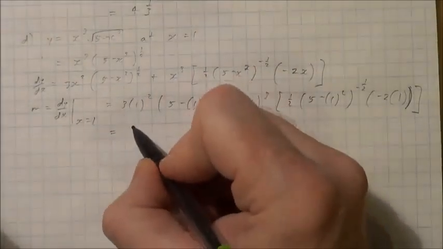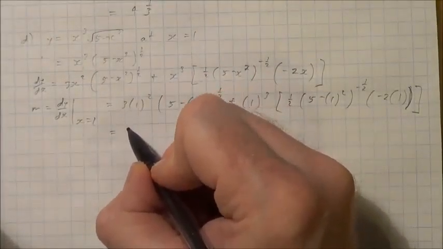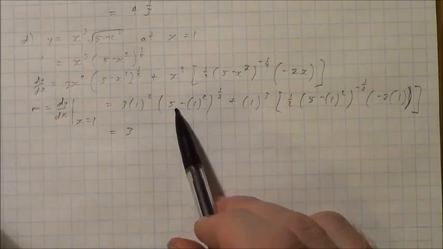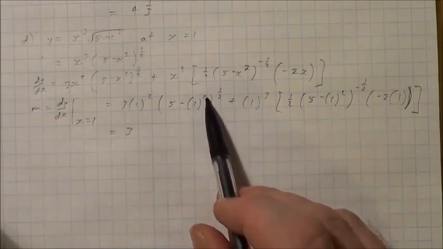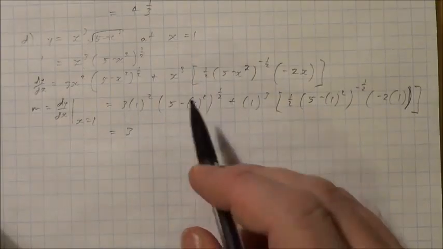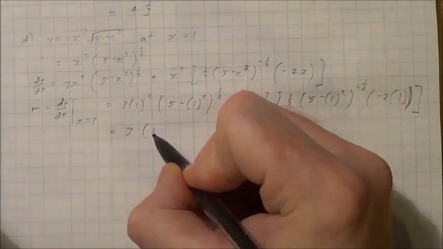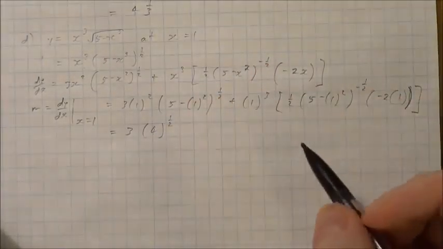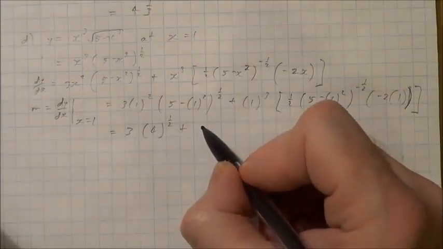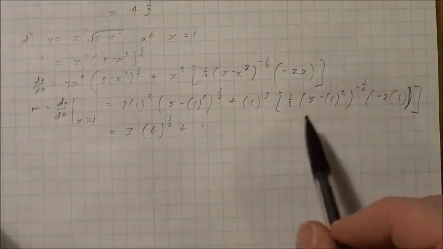So I've got 1 squared is 1 times 3 gives me 3. Here I've got 5 minus 1 squared. Well, 1 squared is just 1. 5 minus 1 is 4. It's the square root of 4. Plus, again, 1 cubed, it just gives me 1. Don't have to write that.